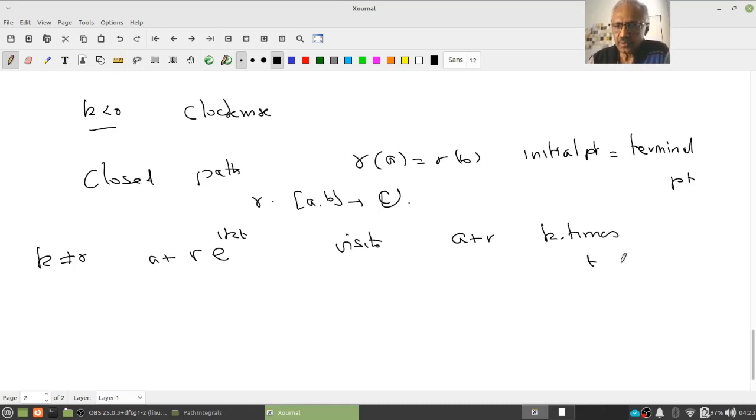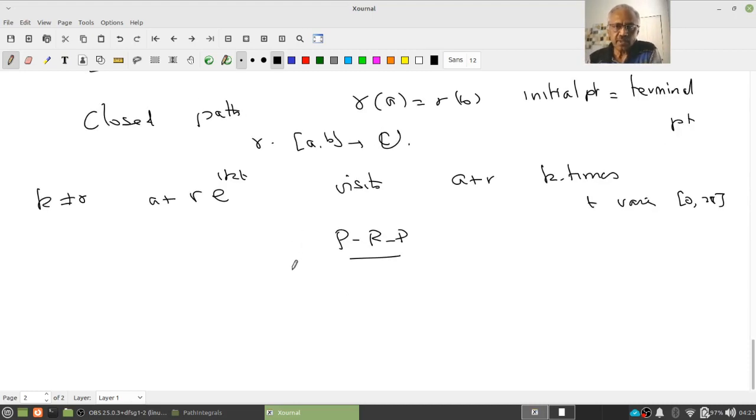As t moves, t varies from 0 to 2 pi. Okay, make sure you understand all these things. This is how you get the geometry of what we are going to do. So what I want to do is integrate 1 by z minus a over gamma k.